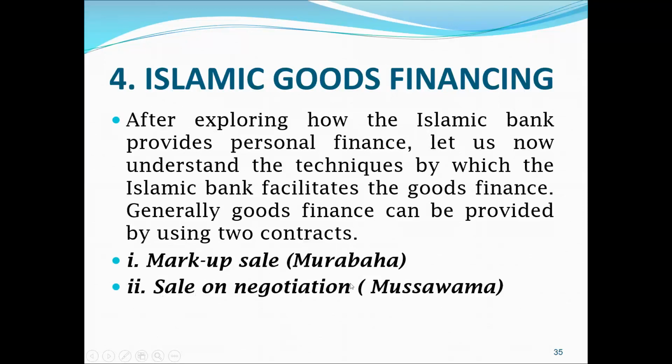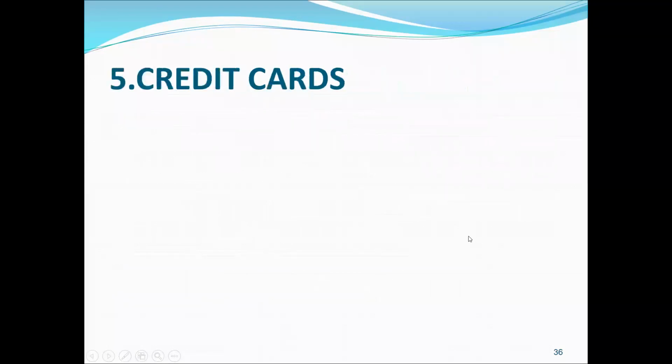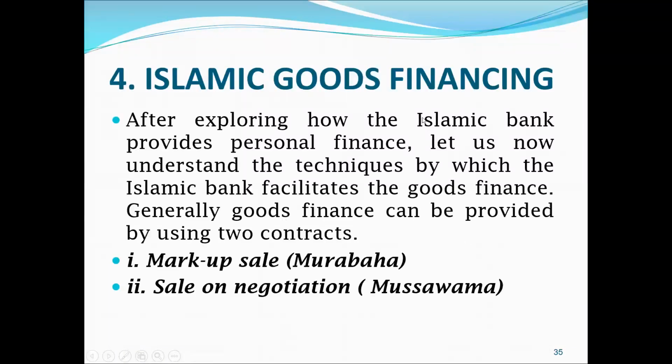But when it comes to the musawama, it is more or less the same as the murabaha, but with one difference. In musawama, they do not disclose the profit and the cost. So they're giving just one price and they're selling on deferred payment. It can be paid in installments or as a lump sum at a future time. But it should be negotiated between the customer and the Islamic bank. Okay, this is Islamic goods financing. Any questions?